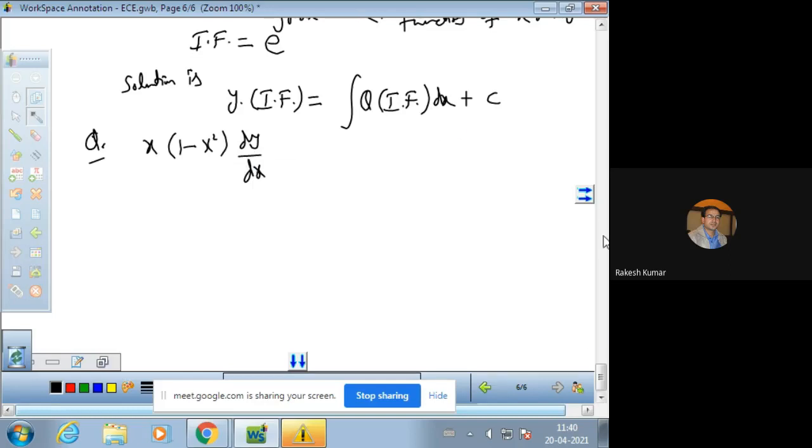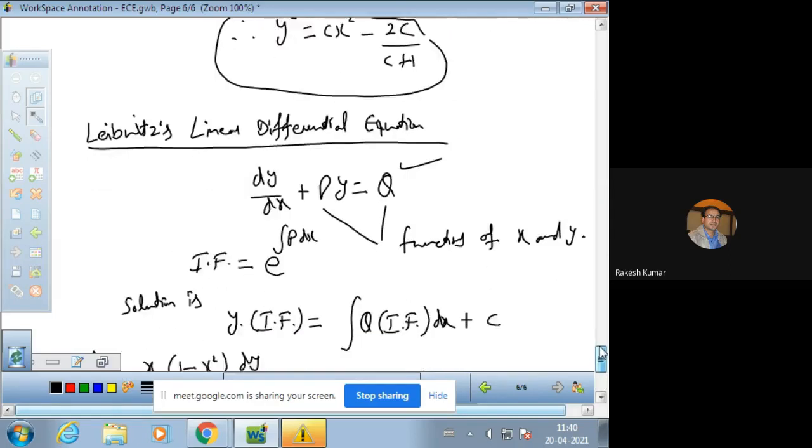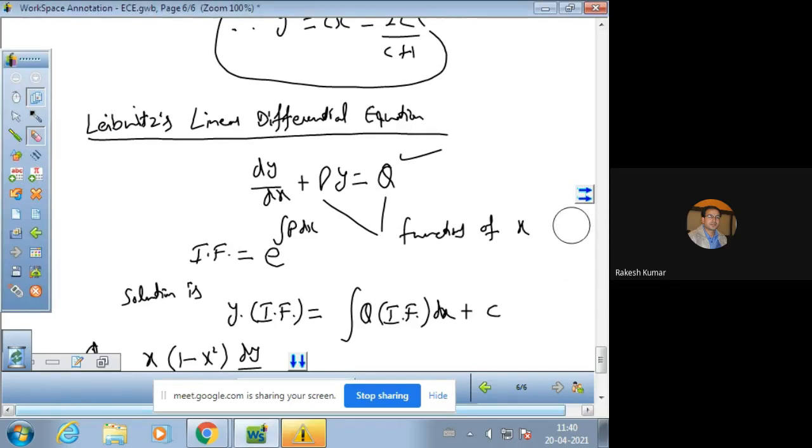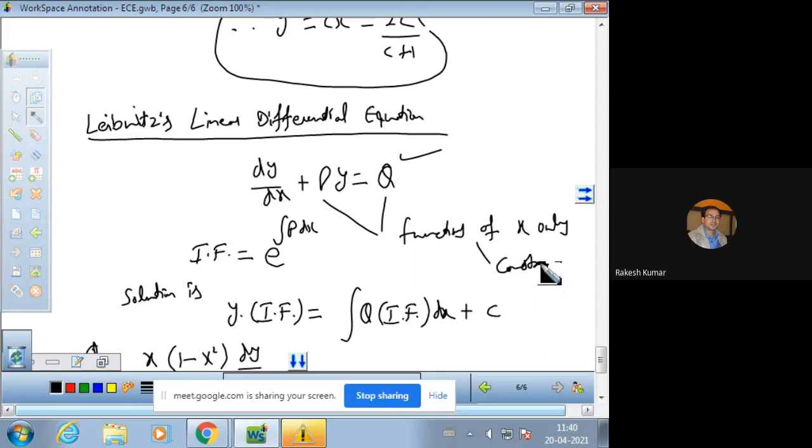A little change is there. Capital P and capital Q are functions of x only. Remember, these cannot be functions of y. These are functions of x only, or they may be constants. तो p और q जो है फंक्शन ऑफ x ही होंगे या फिर कांस्टेंट होंगे, फंक्शन ऑफ y नहीं हो सकते क्योंकि y उसमें फिर इन्वॉल्व नहीं होना चाहिए.